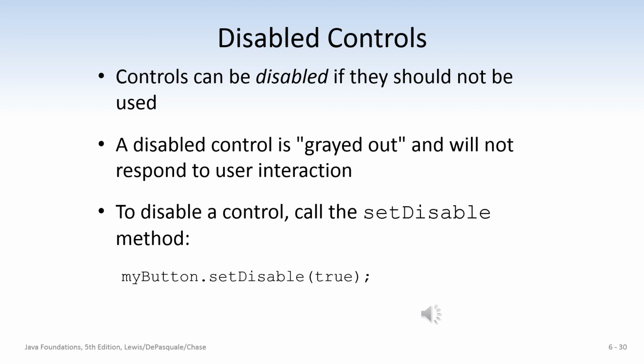At certain states of a program running, there will be times where certain controls may be disabled, and you don't want the user to try to click on them. So a disabled control is grayed out, and I'm sure all of you have seen this in modern Windows applications. So to disable a control, you call the setDisable method. Here is a line giving an example of disabling the myButton control. And you could just set it to false at which time you want it to be no longer disabled.